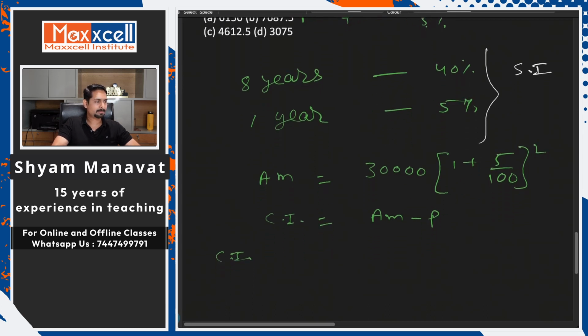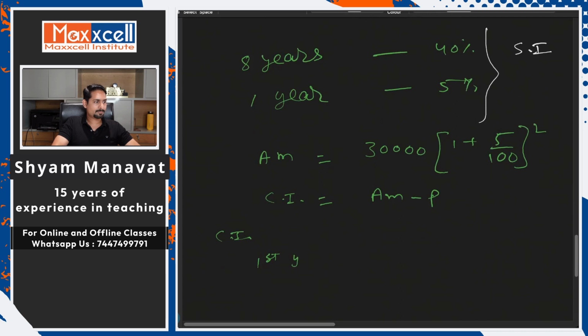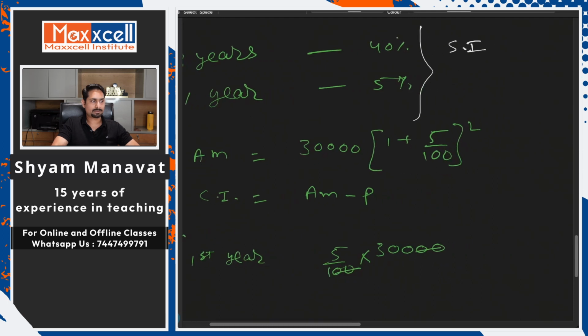For the first year, it should be 5% on 30,000. Tell me. As I said, you should be comfortable with numbers. You need this calculation. 5 3s are 15. Yeah, with 2 zeros.